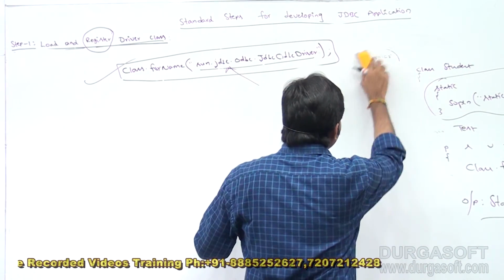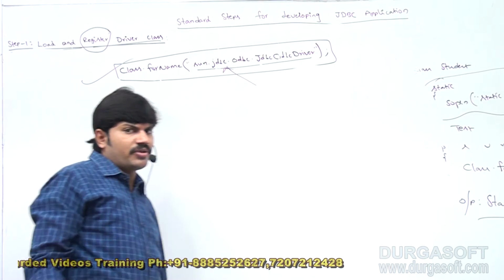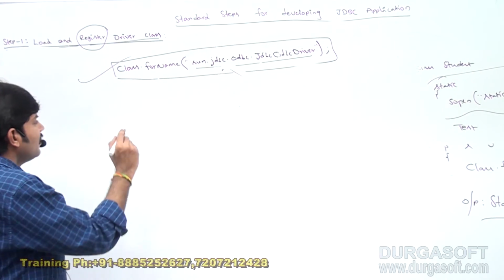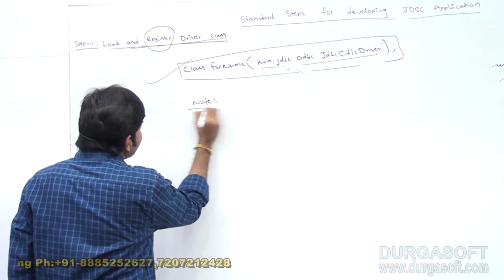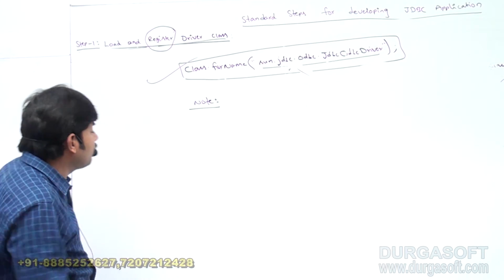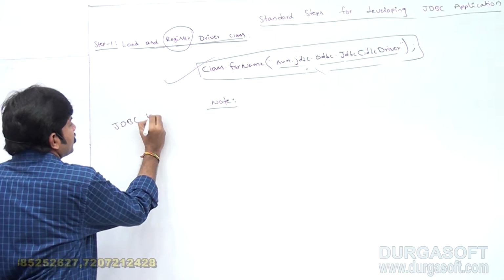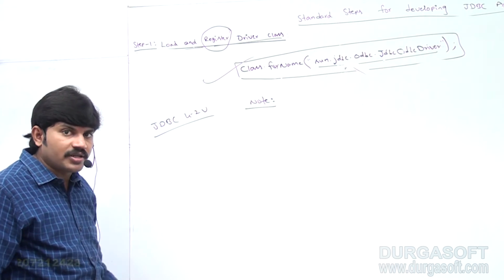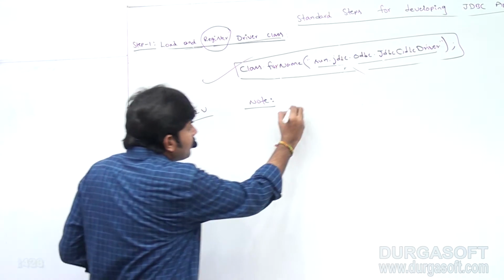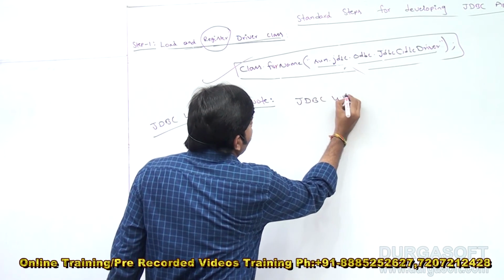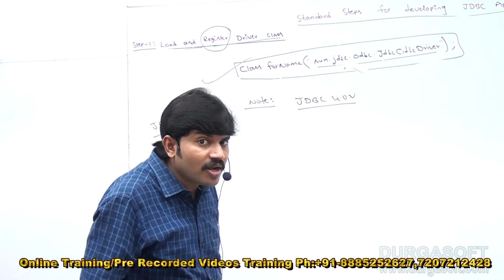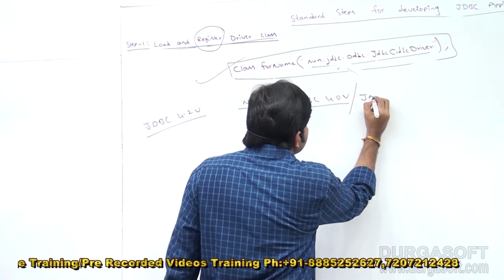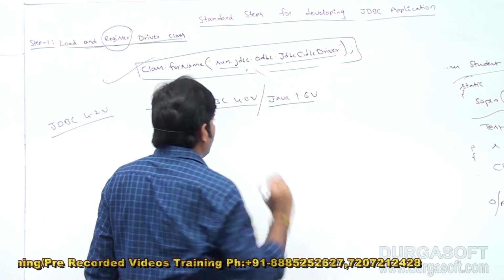But here there is one very important piece of good news I want to tell you people, right? Sir, what is the current version of JDBC we are using? JDBC 4.2 version. Correct or not? Sir, from JDBC 4.0 version onwards, or Java 1.6 version onwards.